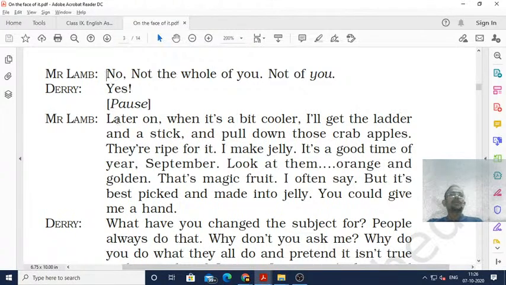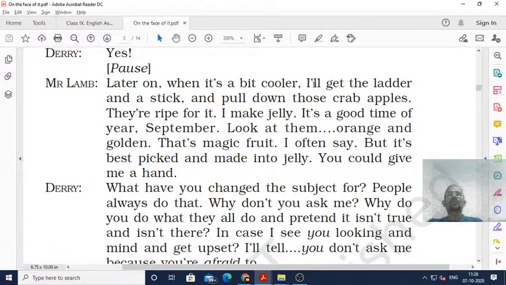Then Mr. Lamb says, later on when it's a bit cooler, I'll get the ladder and a stick and pull down those crab apples. They are ripe for it. I make jelly. It's a good time of year, September. Look at them, orange and golden. That's magic fruit, I often say. But it's best picked and made into jelly. You could give me a hand.